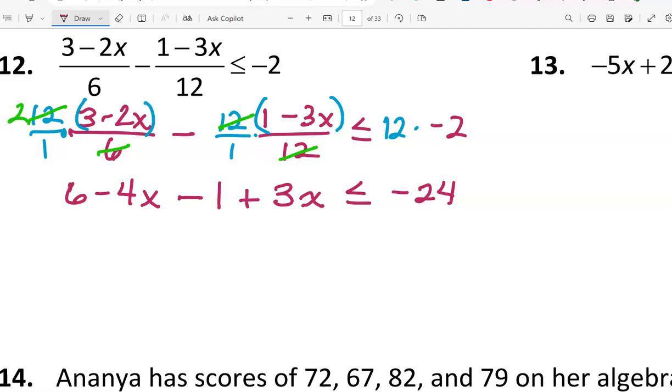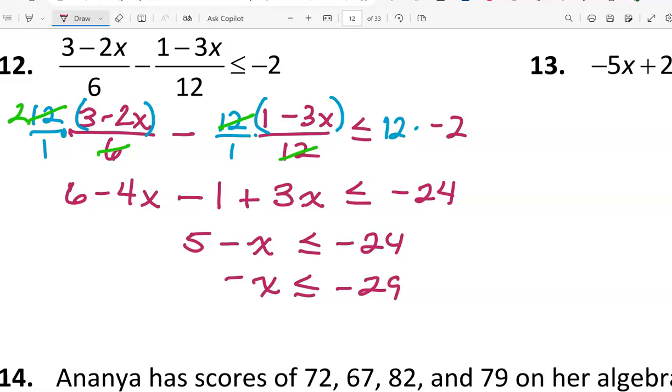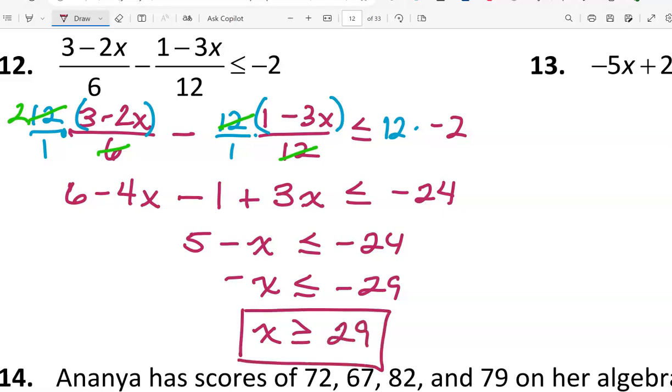Let's combine our like terms. That is 6 minus 1 is 5, minus x is less than or equal to -24. Negative x is less than or equal to -29 when we subtract 5 from both sides. Dividing through by -1, x is greater than positive 29.